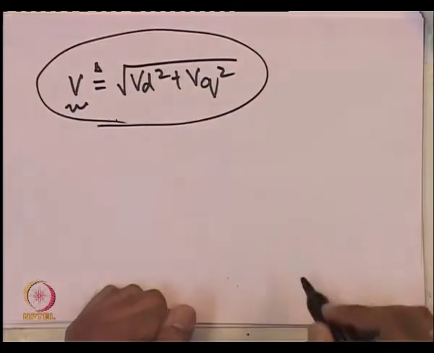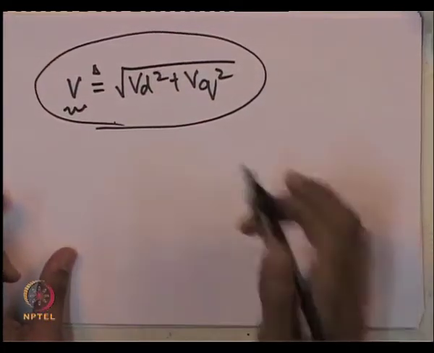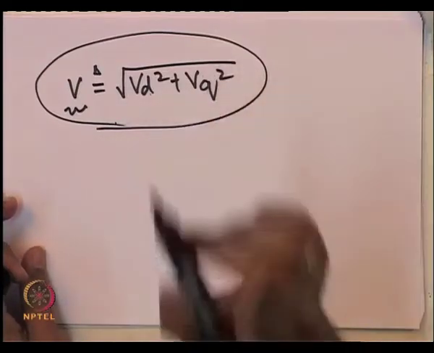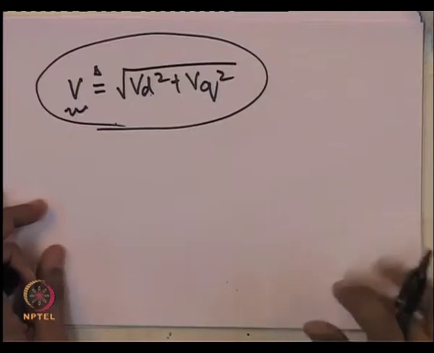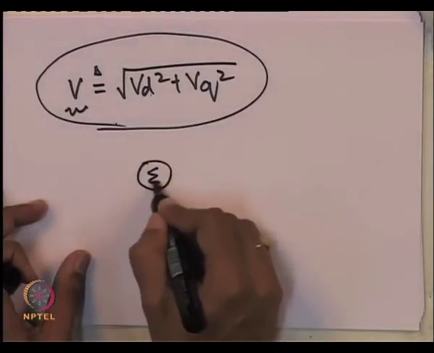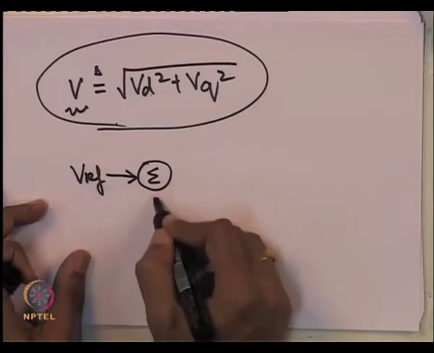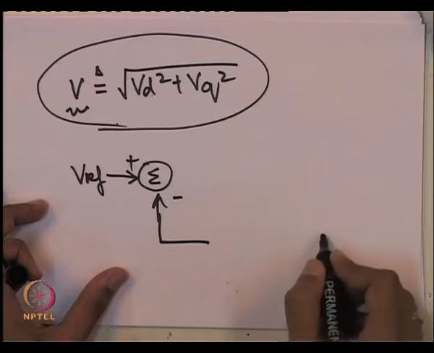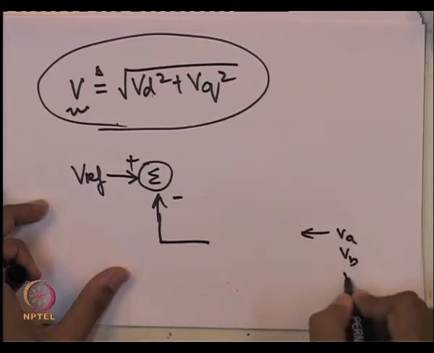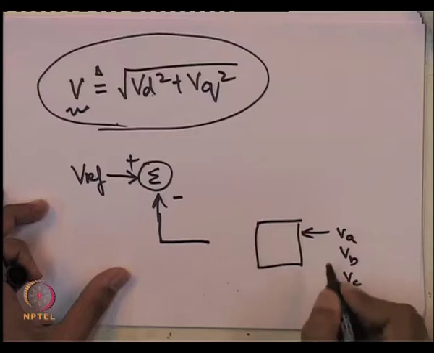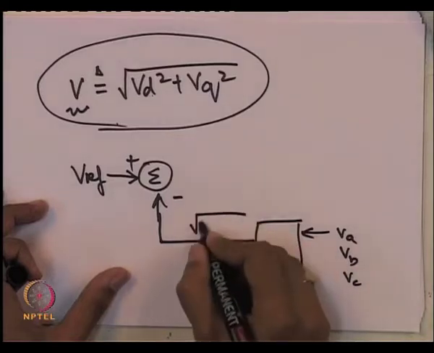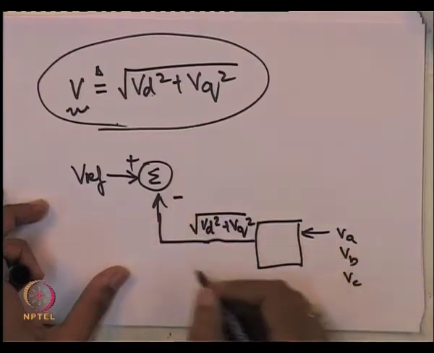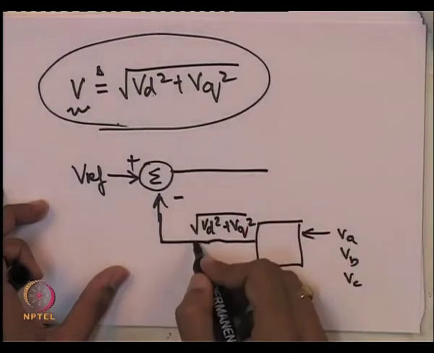Of course, if you are under unbalanced conditions, it is not difficult to show that the square root of Vd square plus Vq square is not a constant. So, for example, we could have Vref, and we could be calculating the magnitude by taking Va, Vb, Vc. From Va, Vb, Vc we may be getting the square root of Vd square plus Vq square as the magnitude.